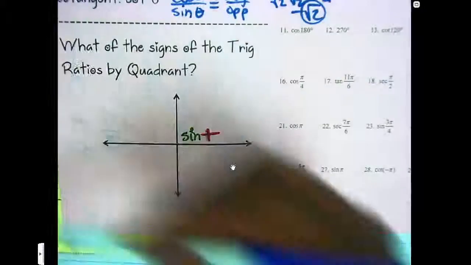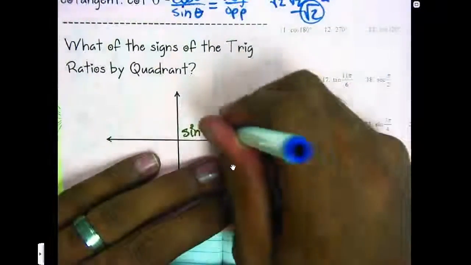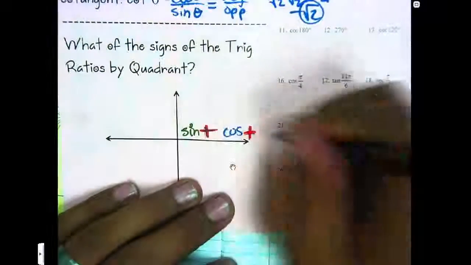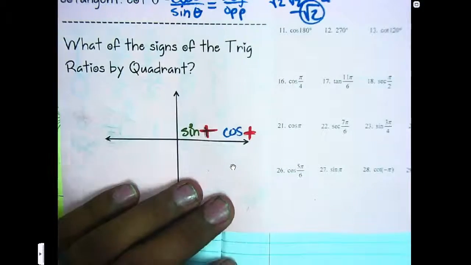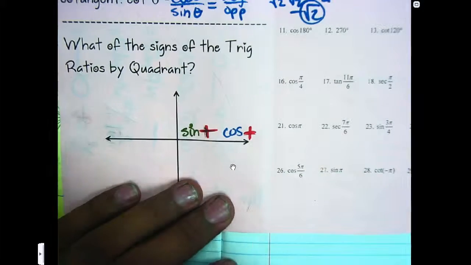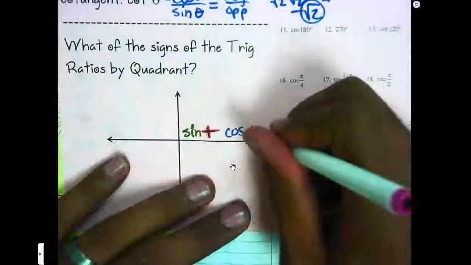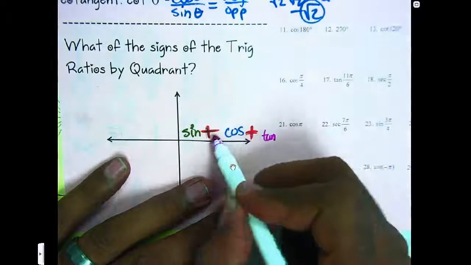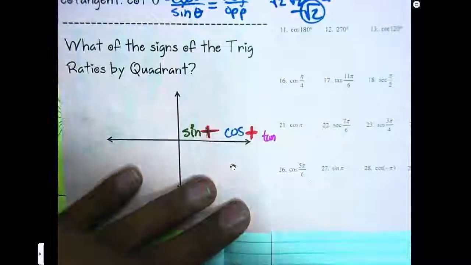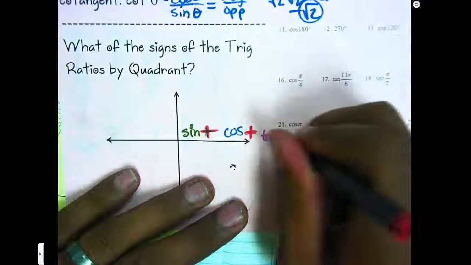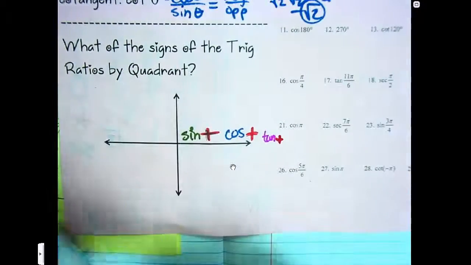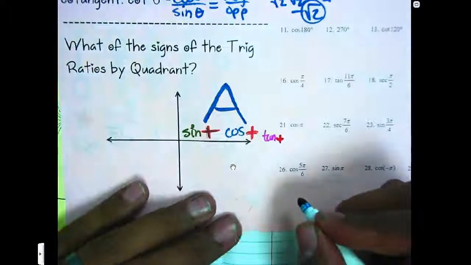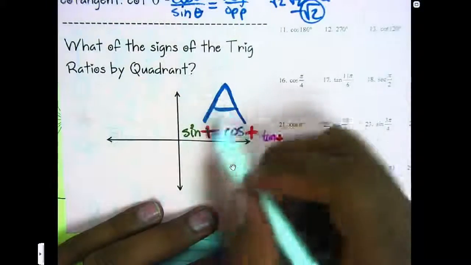Okay, now for cosine, x values in this quadrant are also always positive. Okay. And then remember that tangent is, again, sine over cosine, so that's positive over positive, so tangent is also plus. So what we say is that all ratios are positive. We say A. All ratios are positive in quadrant 1.